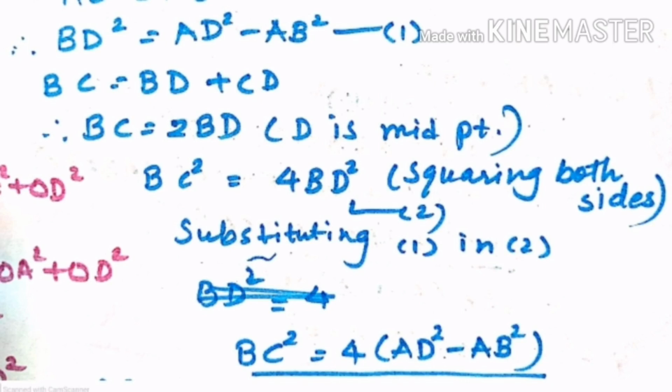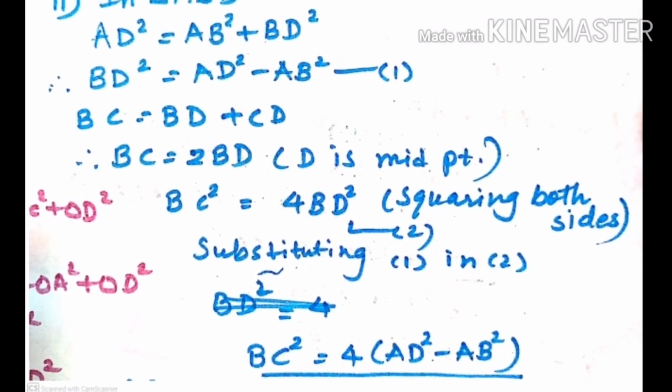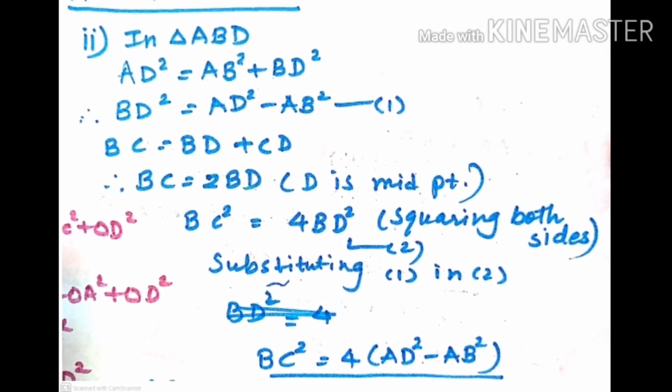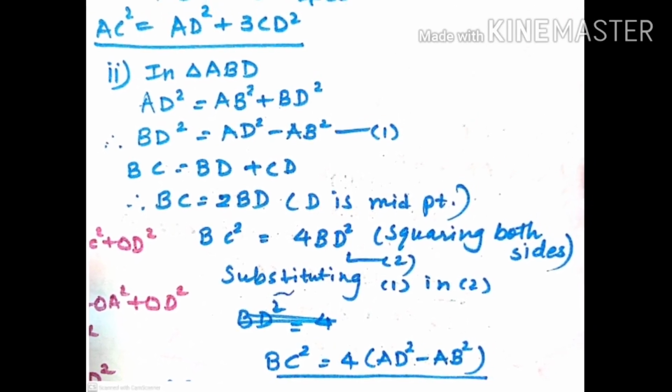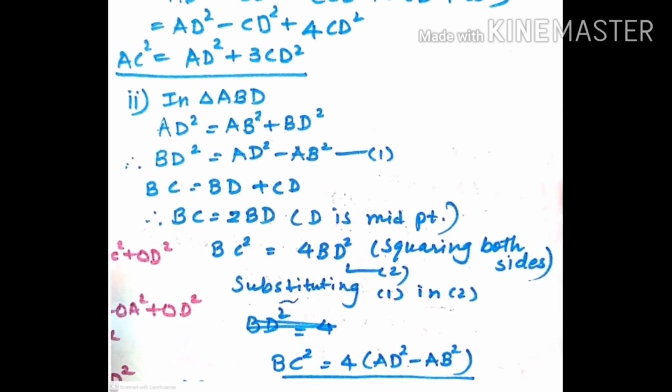We can write. Now we will substitute this value in. Now we are squaring both the sides. So BC square is equal to 4BD square. Now substituting this value 1 in 2. So BC square is equal to 4, the first result is BD square, no? So that we are substituting in second. So that is BD square, AD square minus AB square. So BC square is equal to 4 times AD square minus AB square. This completed our question number 6, second proof.